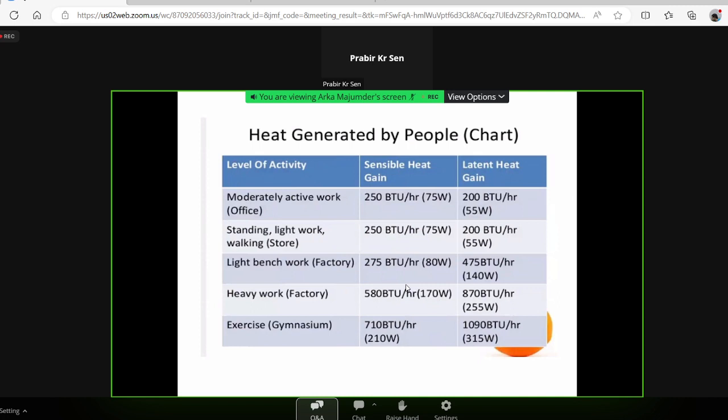So heat generated by people, it is given for moderate active work, standing, doing light work in some workstation, shop floors, then light bench work, heavy work, exercise in gymnasiums, etc. It's given here. You can consider these values.